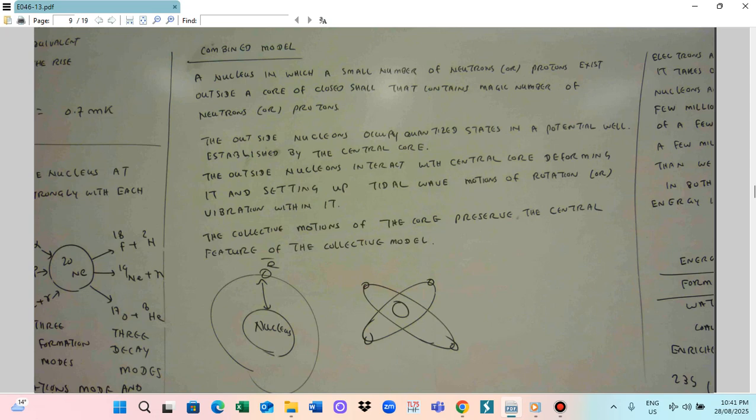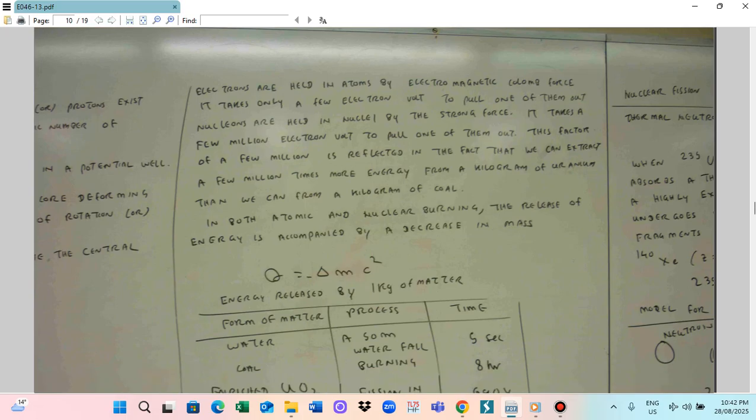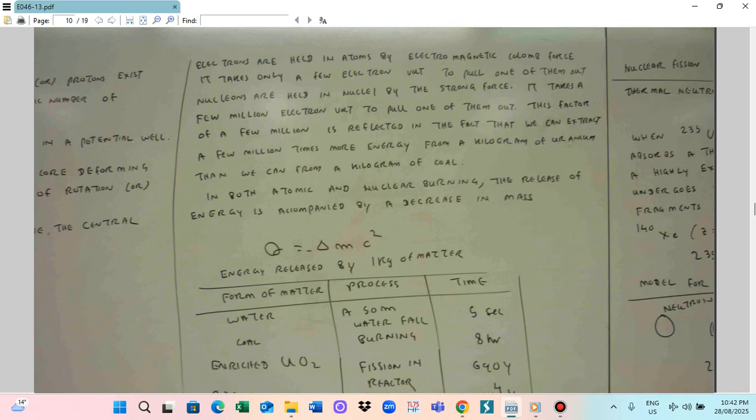The nuclear core has nucleons moving around it, so they make an interaction with the central nucleus, and a force is happening between them. This is similar to a tidal wave or a movement or vibration. They also produce energy. So this model we use as the collective model.